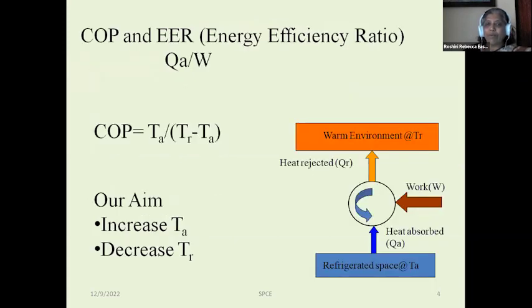So let's go back to our basics, and we see that the work input is used in every air conditioning system to remove the heat from the air conditioned space, and we are throwing it out. Once we throw it out, we are not concerned at all what happens to it. So our aim to increase the efficiency is to increase the lower temperature and to decrease the upper temperature. Lower temperature means our air conditioned space, and the upper temperature means the sink where we are rejecting it.